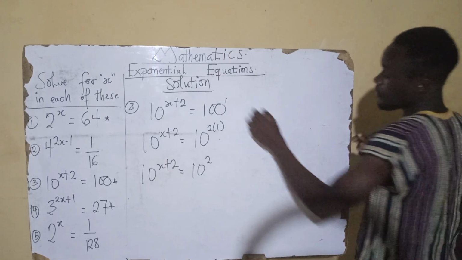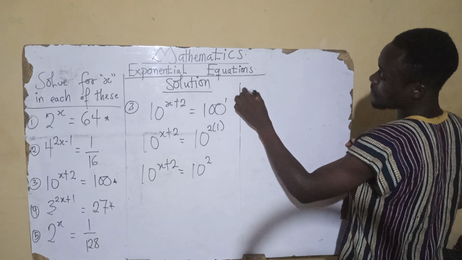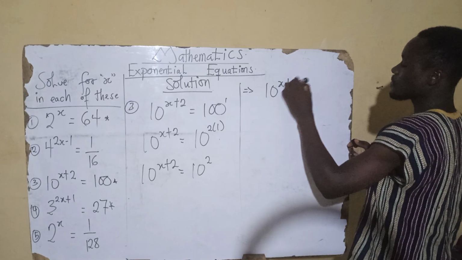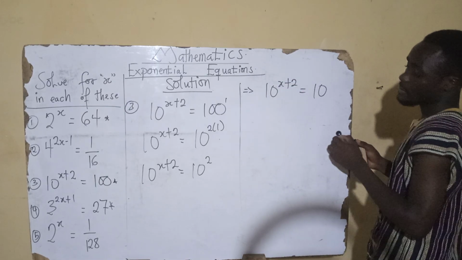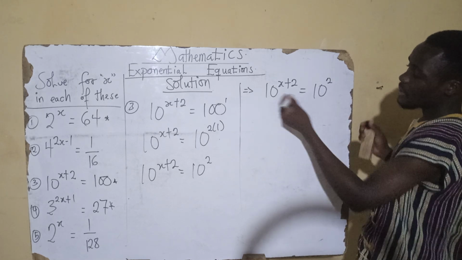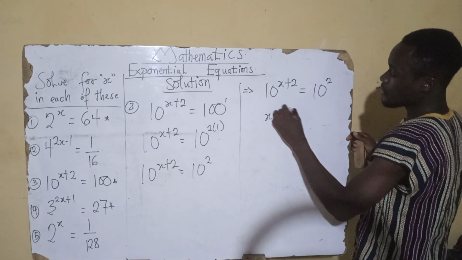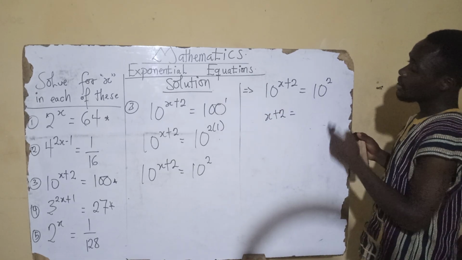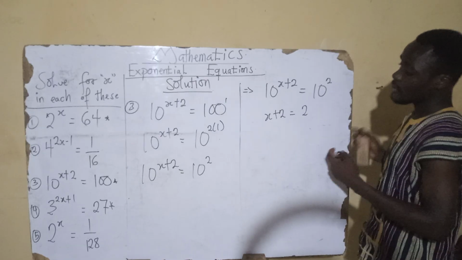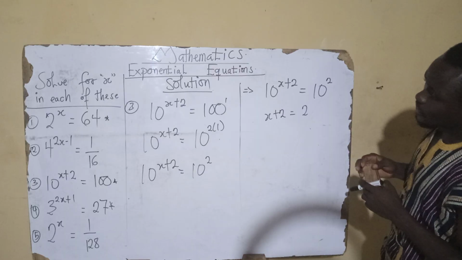So let me continue from here. So now, if I should continue from it, I have 10 power x plus 2, which is equal to 10 power 2. So the bases are the same as I stated earlier. So now we are going to equate the powers. So the power here is x plus 2, which is equal to, here the power is 2. So I'm going to equate it and solve it as usual. Very good.